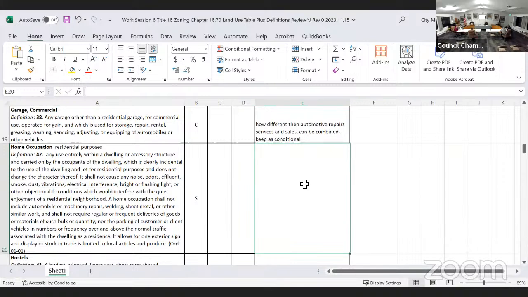It shall not cause any noise, odors, effluent, smoke, dust, vibrations, electrical interference, bright or flashing light, or other objectionable conditions which would interfere with the quiet enjoyment of a residential neighborhood. A home occupation shall not include automobile or machine repair, welding, sheet metal, or other similar work, and shall not require regular or frequent deliveries of goods or materials of such bulk or quantity, nor the parking of customer or client vehicles in numbers or frequency over and above the normal traffic associated with the dwelling as a residence. It allows for one exterior sign, and display or stock and trade is limited to local articles and produce.